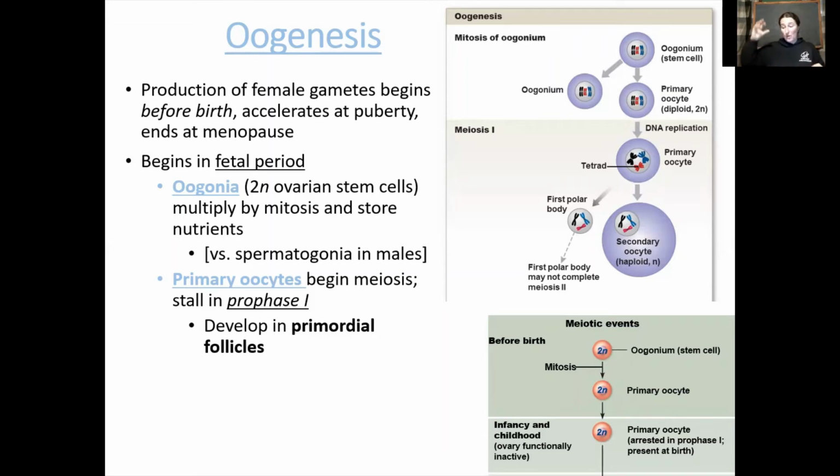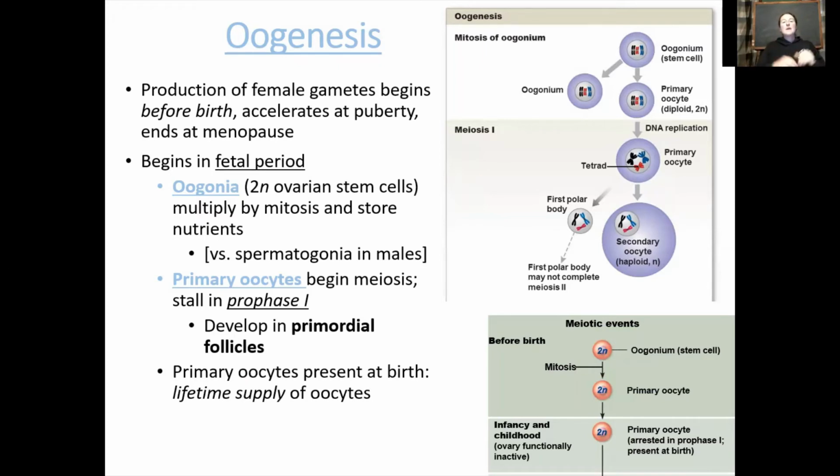So when mom is 40 years old and she is about to ovulate this particular egg that started meiosis before she was born, that primordial follicle, that 40-year-old follicle, is going to start changing. Primordial is the oldest of all, the first follicles that we see. When mom is born, her ovaries are supplied with a lifetime supply of oocytes. So she does not ever begin meiosis after birth. As soon as she's born, that is as many oocytes as she is ever going to have.